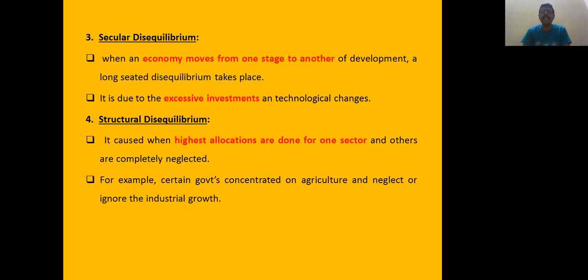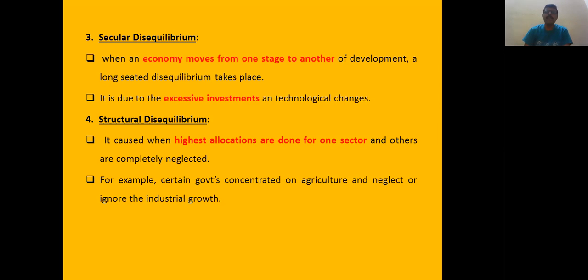Next one is secular disequilibrium. Secular disequilibrium takes place when the country goes from one stage to the other, from a developing stage to the developed stage. If the country progresses in this way, then an equilibrium may be caused. Or if the developing country goes downward to the underdeveloped stage, then it's also a signal for a disequilibrium stage. If the country goes on investing a huge amount of money in foreign countries rather than starting an industry in India, then a disequilibrium can be caused.